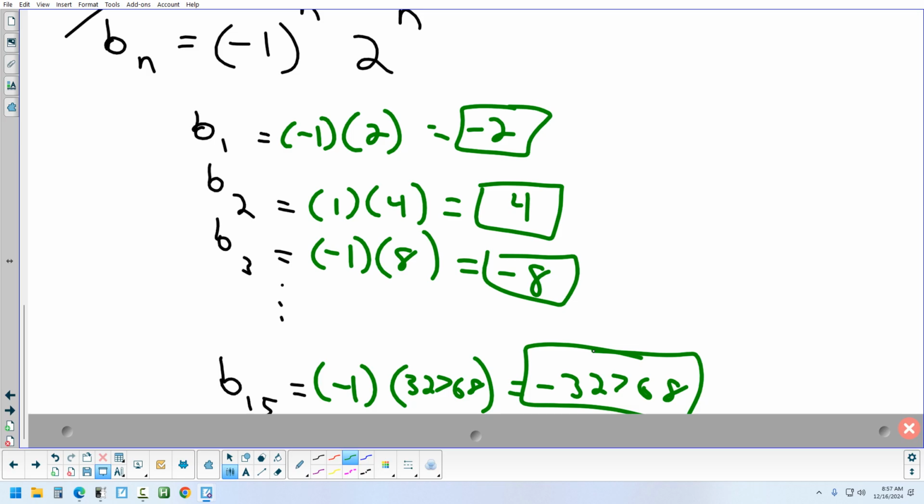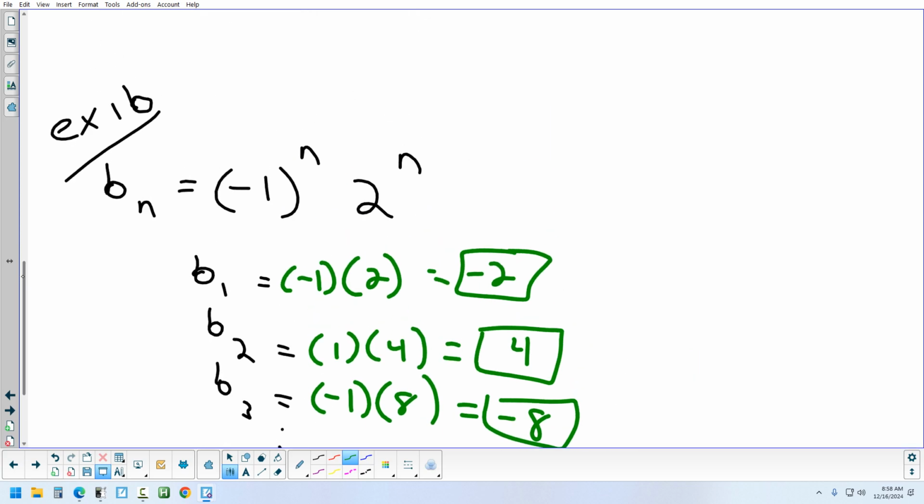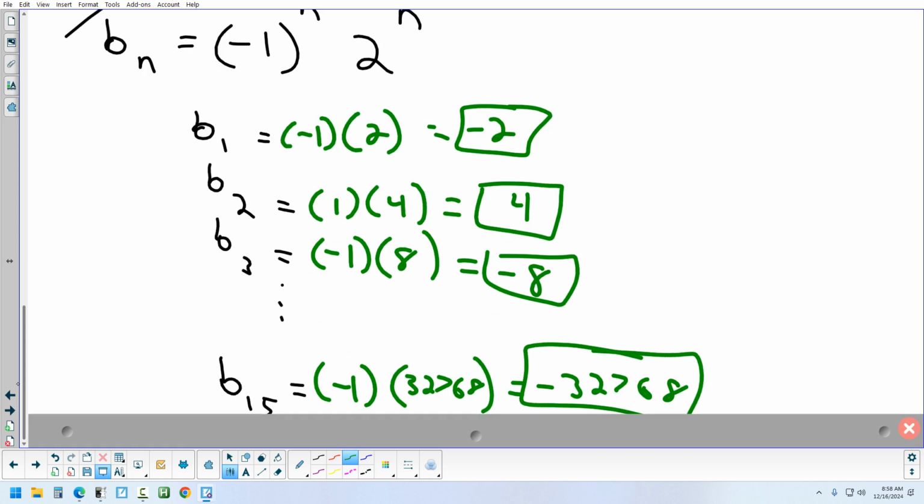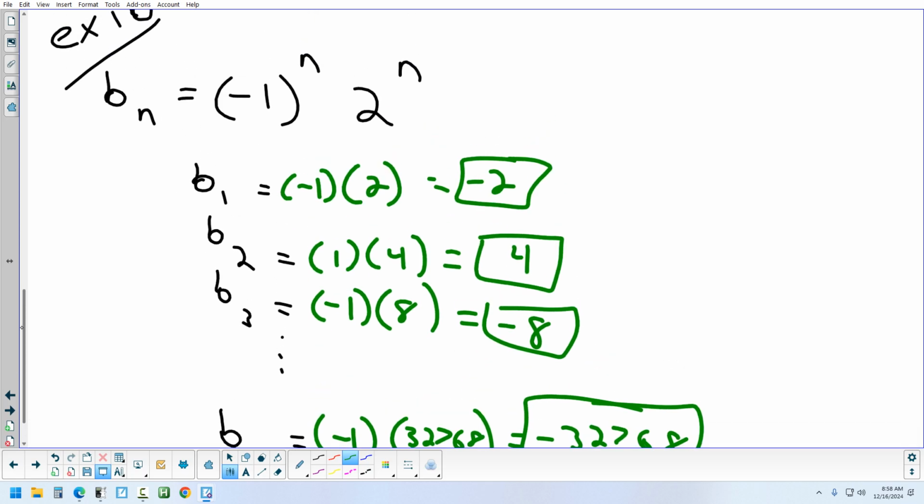It's doubling each time. But what else is it doing? It's swapping the negative sign. Yep, it's alternating positive and negative. So anytime you have a negative 1 to a power, and it's multiplying, it's going to cause it to go from positive to negative every other term. Okay, any questions on that one?